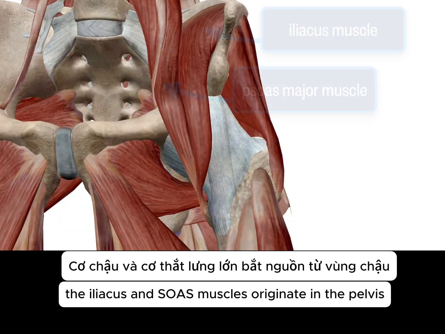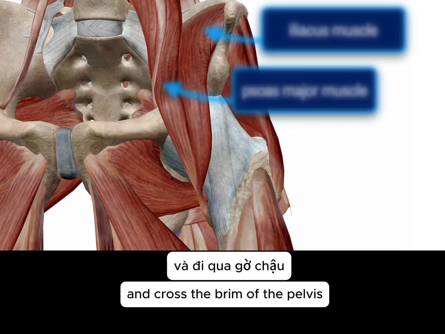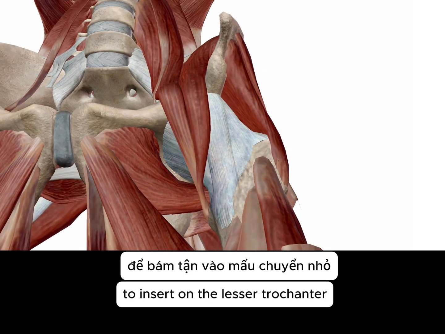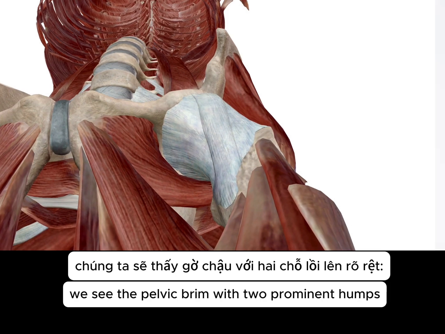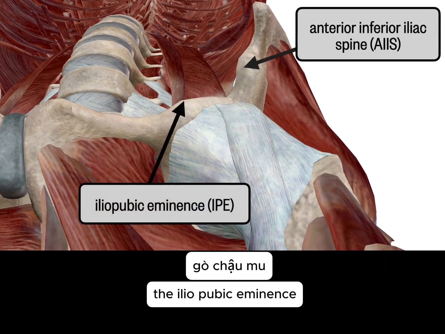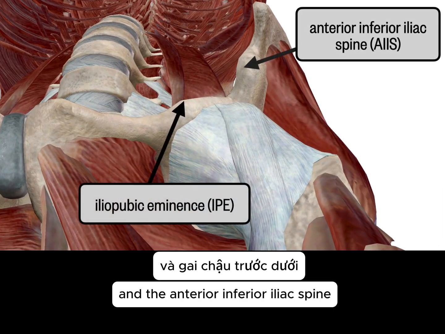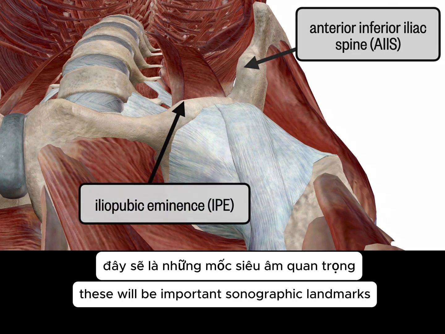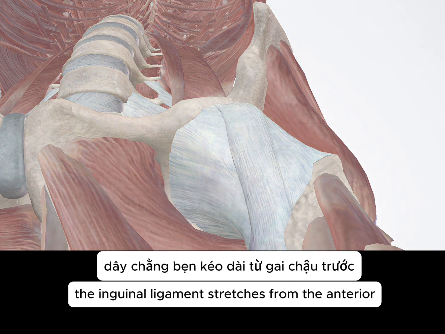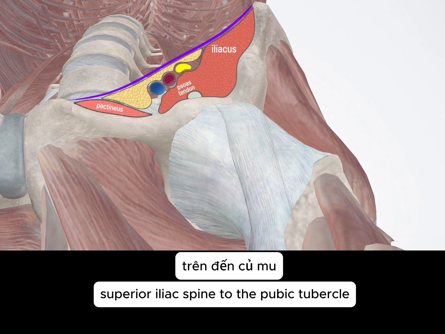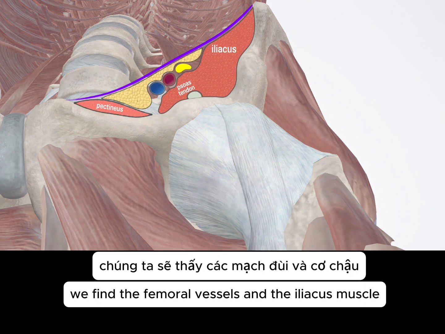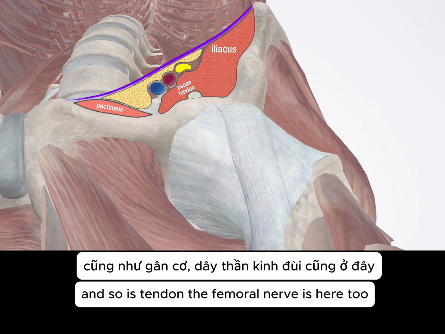The iliacus and psoas muscles originate in the pelvis and cross the brim of the pelvis to insert on the lesser trochanter. If we remove these, we see the pelvic brim with two prominent humps, the iliopubic eminence and the anterior inferior iliac spine. These will be important sonographic landmarks. The inguinal ligament stretches from the anterior superior iliac spine to the pubic tubercle, and within this compartment we find the femoral vessels and the iliacus muscle and psoas tendon.